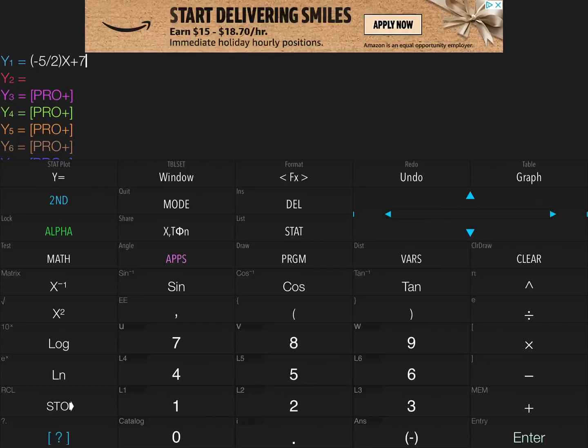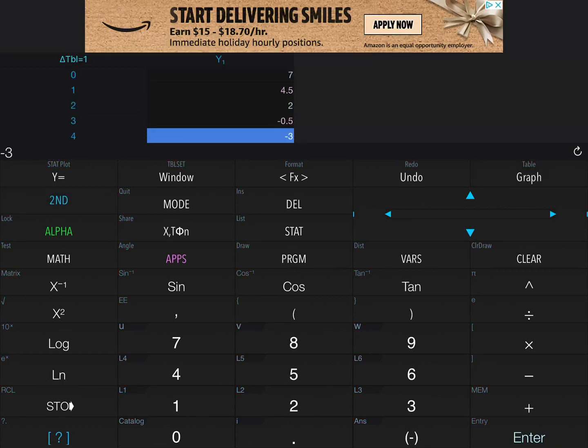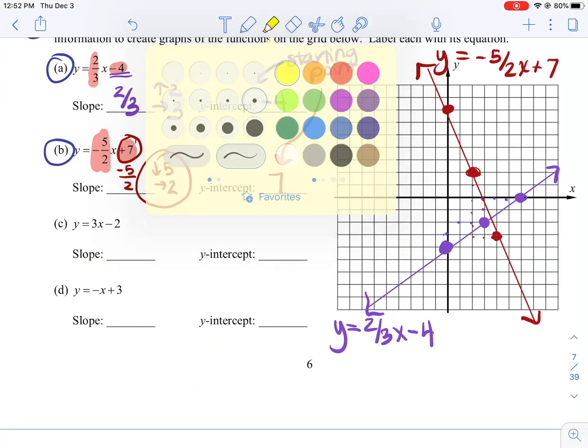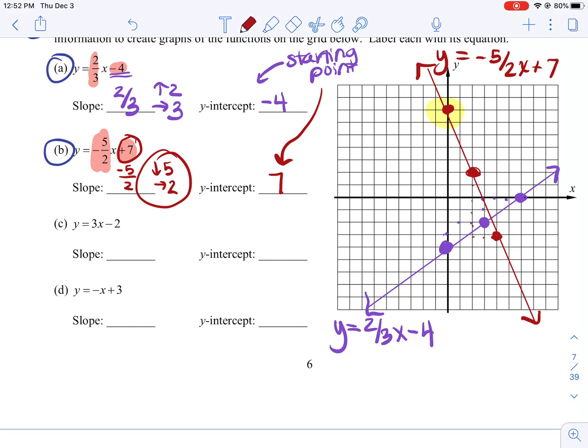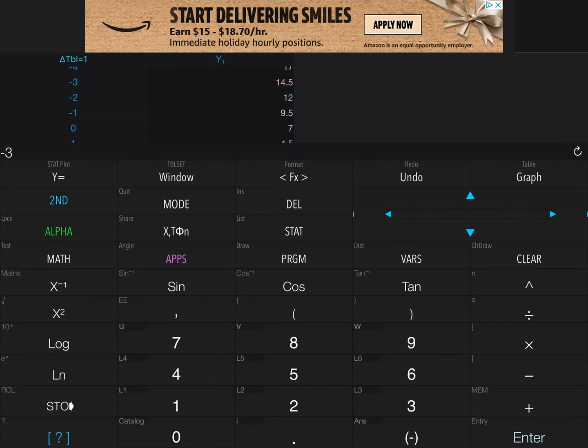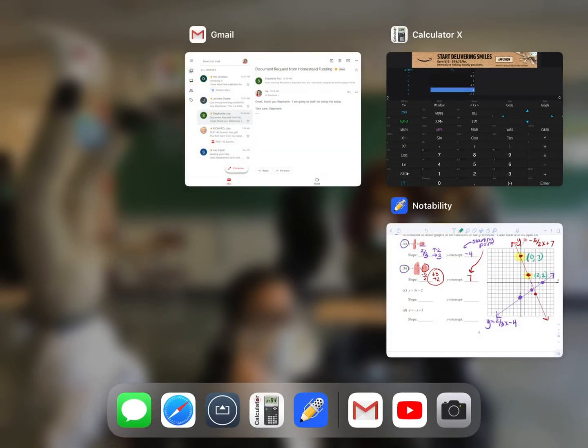I could also close this, go to my table, and just make sure I have the points on here. So this point right here, let me just write it out, is 0, 7. This point right here is 2, 2. So let me just make sure those points are on our graphing calculator. So 0, 7, yep, I see that. And then 2, 2, beautiful. So that's a really quick way to check your work.